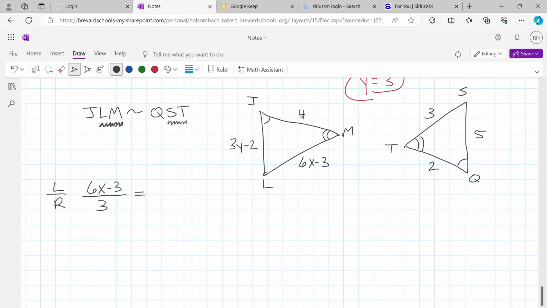I'm going to use this 4, right? We don't want to use the 3y minus 2. We don't want it in this proportion. So I'm going to use the 4, which is JM. J to M, first and last, corresponds to QT. And Q to T is 2.